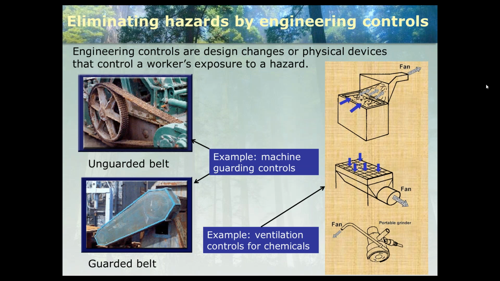Engineering controls are designed changes or physical devices that control a worker's exposure to a hazard. So we've seen chains, right? Well, you get your fingers in there, you lose your fingers. So we need to guard those. And we can guard them either right at the sprocket and chain, or we can guard the area. So that's always good to know.